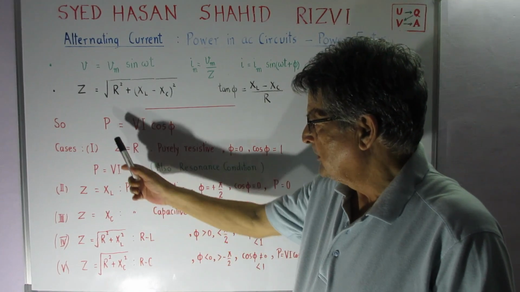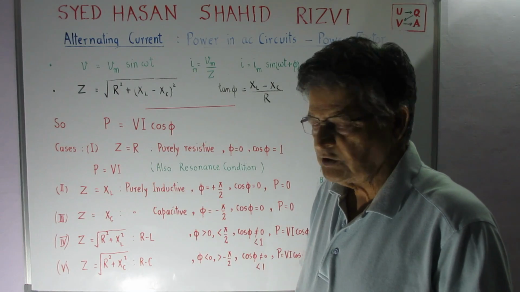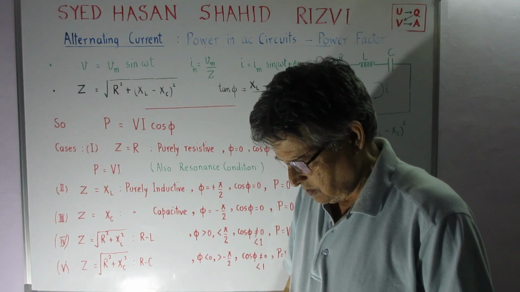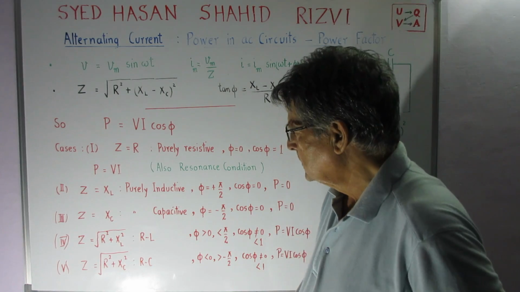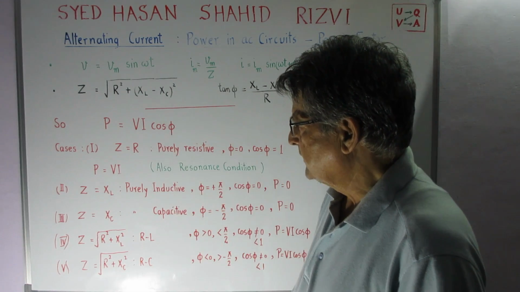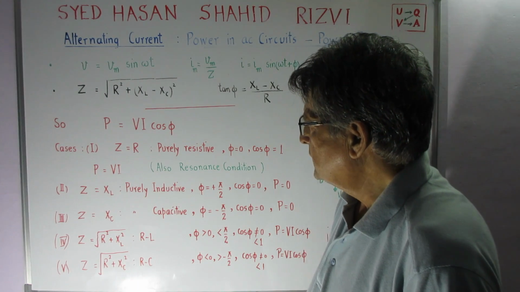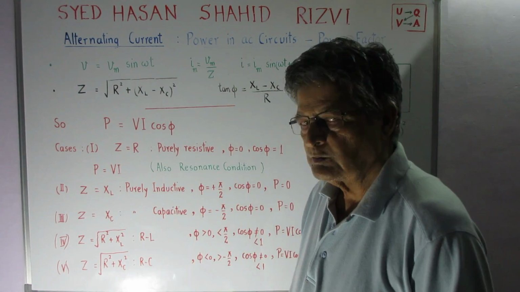So let us apply P is equal to VI cos of phi, where V is the effective voltage in volts, I is the effective current in amperes, and cos phi is the power factor.